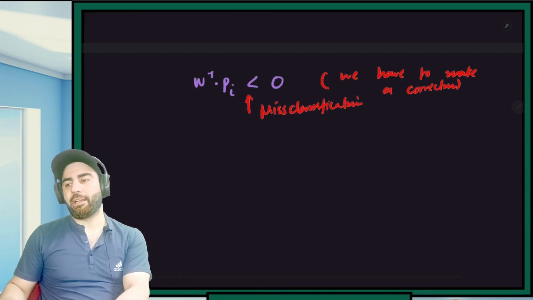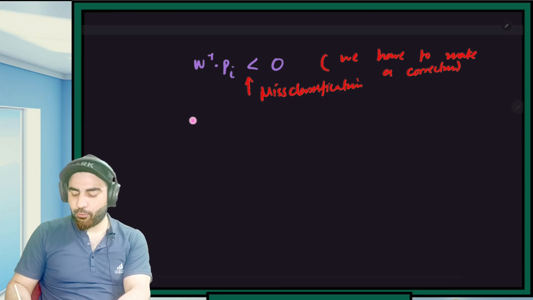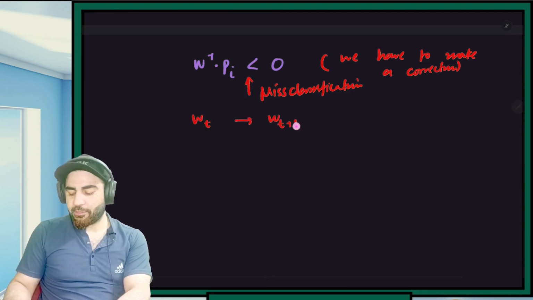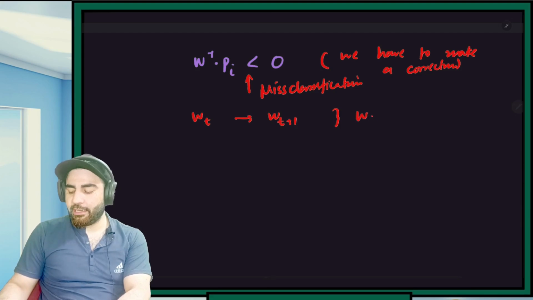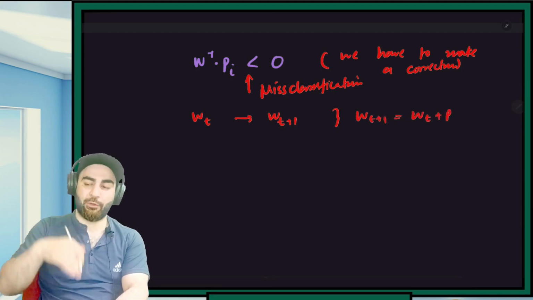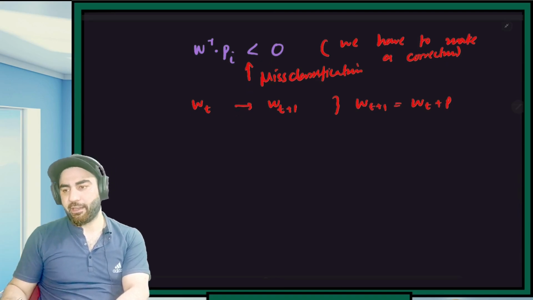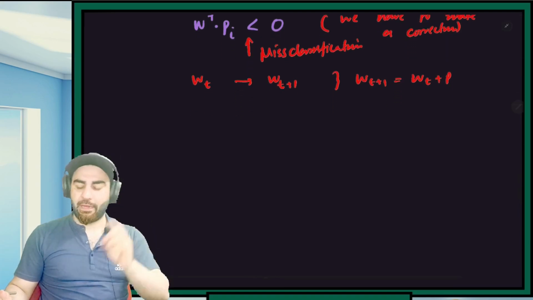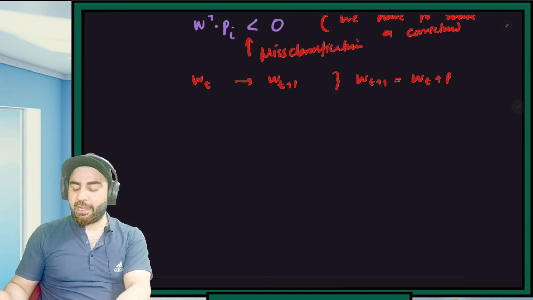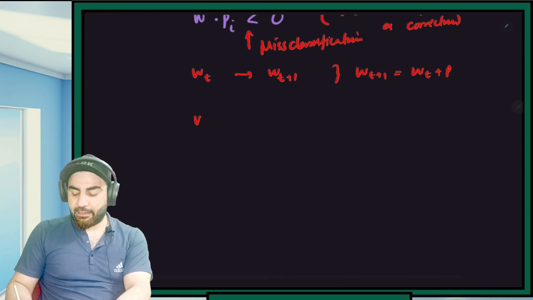Now we'll update it. Once we update, Wt should go to Wt plus 1. So how are these two quantities related? Wt plus 1 is equal to Wt plus P. We're adding P to it, because it is misclassified. Now let's see what is happening with that angle. If I write the dot product, I can write Wt multiplied by Wt plus 1.